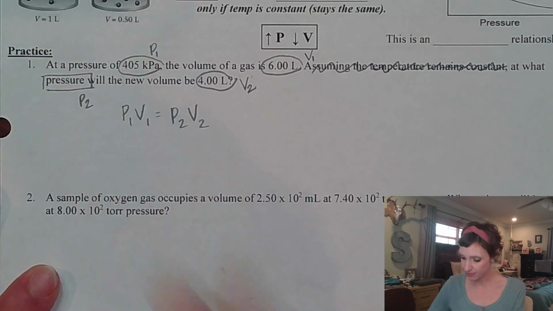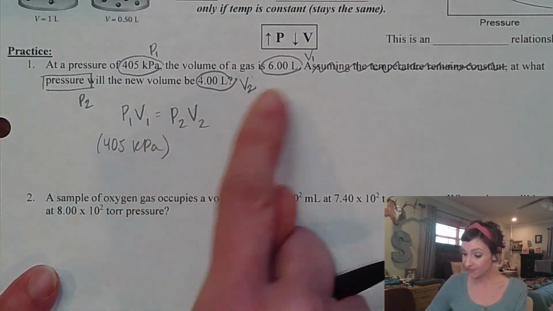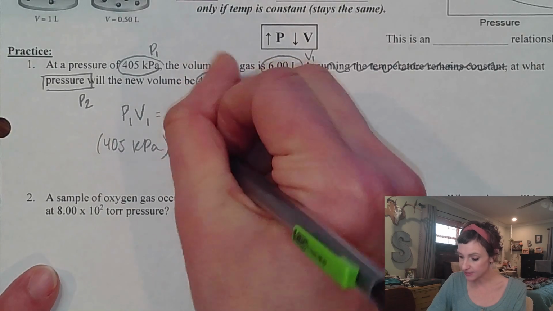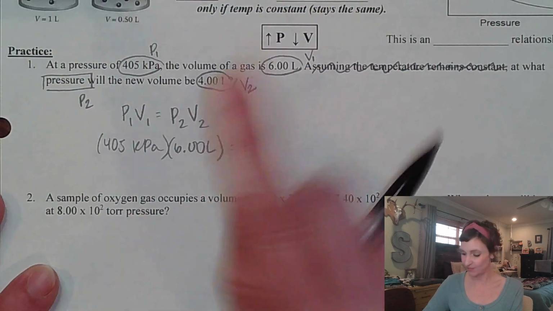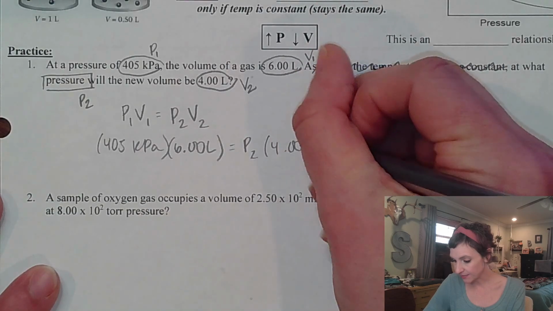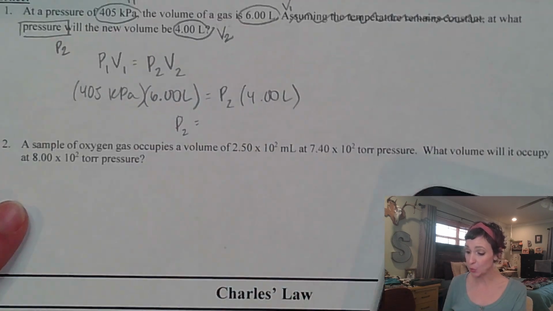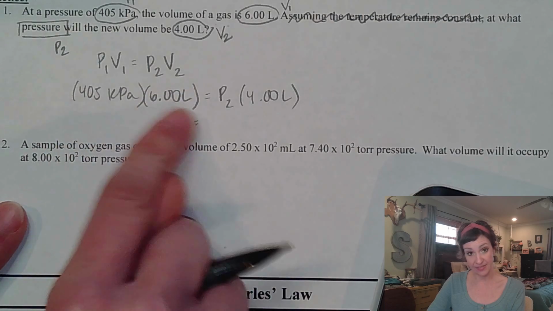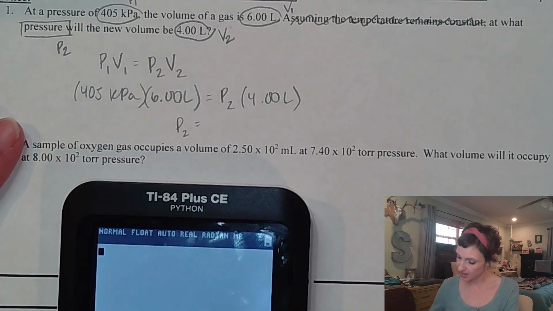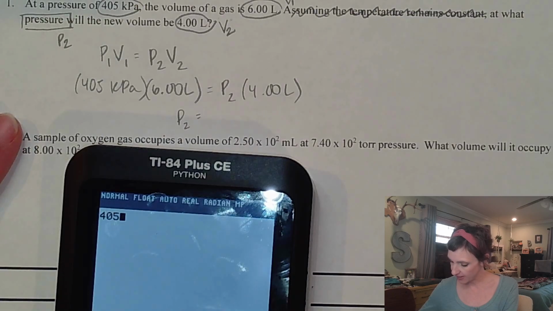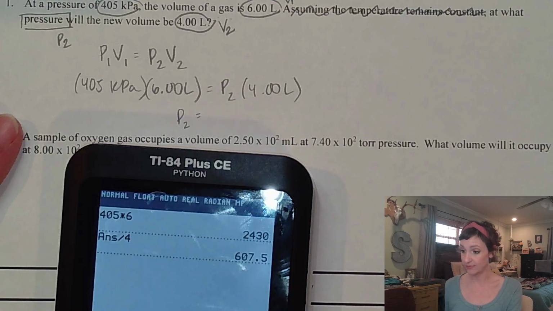Okay, so my first pressure is 405 kPa. My first volume is 6.00 liters. I'm solving for P2, and my second volume is 4.00 liters, right? So when I get into my calculator, that means I am going to take the product of those. I'm going to multiply these two together, and then I'm going to divide by the 4, okay? So I get my calculator out. Let's see. I got 405 times 6 divided by that 4 from that second volume.